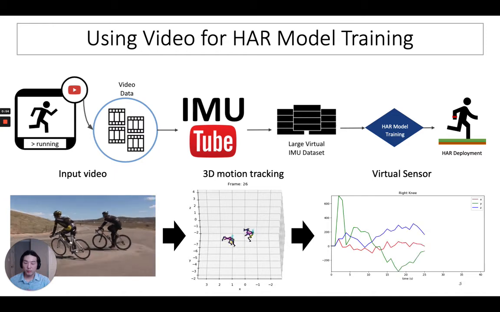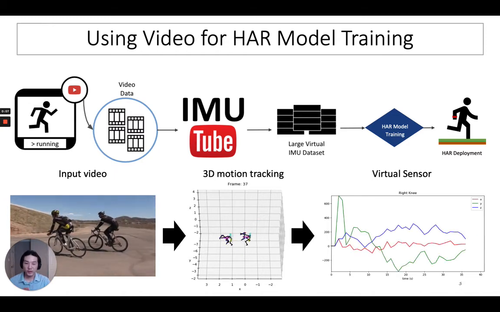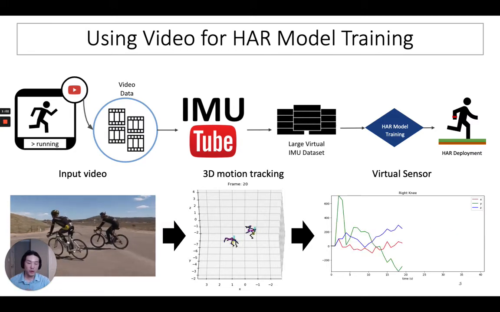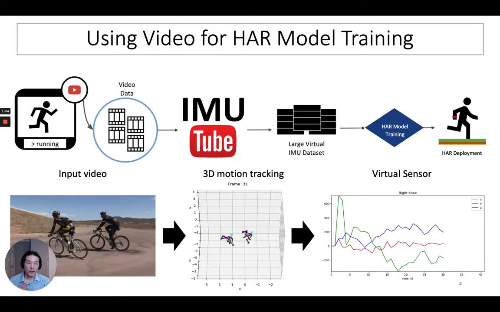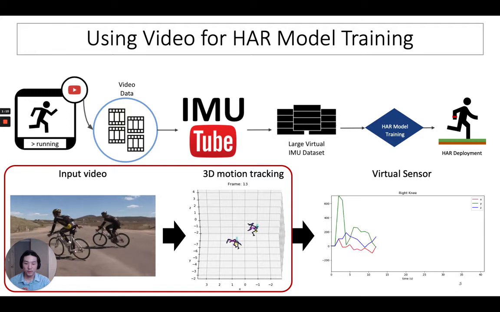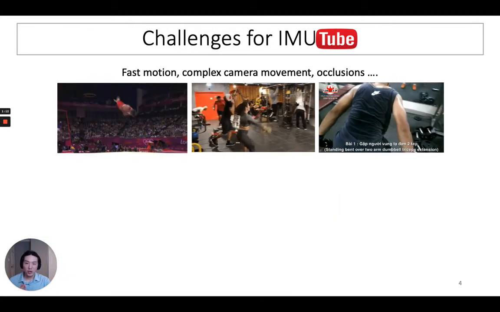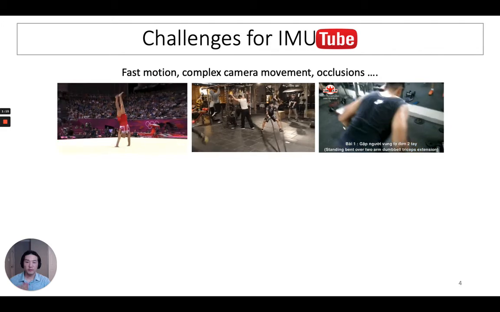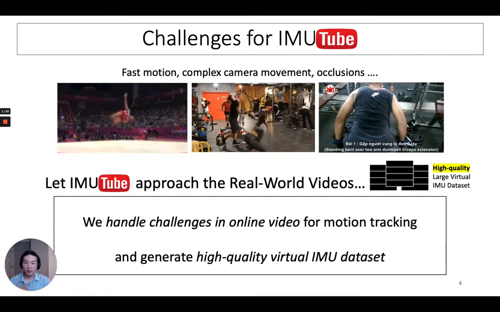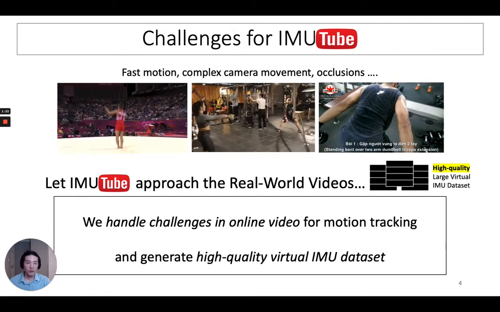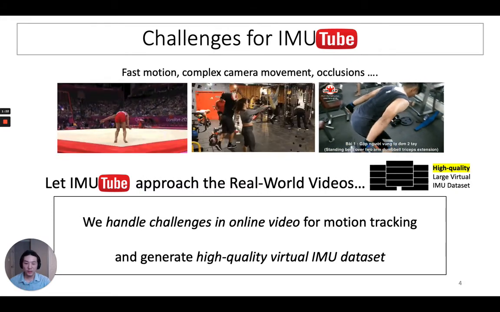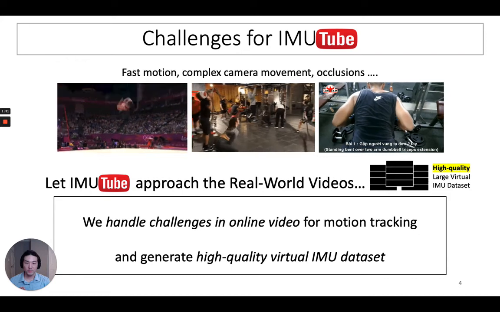Mainly in IMUTube, motion information from the video is extracted with 3D motion tracking, which is then converted to virtual sensors on on-body locations. To collect high-quality virtual sensor data, high-quality 3D motion tracking is essential. However, there are a lot of challenges in unconstrained online videos: fast motions, complex camera movements, and occlusions. To make IMUTube usable for real-world videos, to generate high-quality large virtual IMU datasets, we propose to handle such challenges in online video for motion tracking.